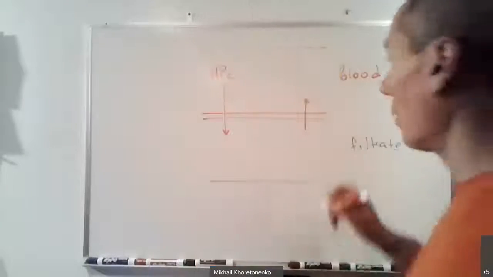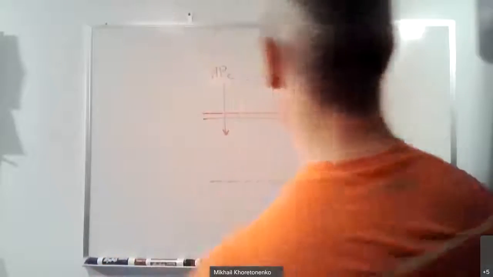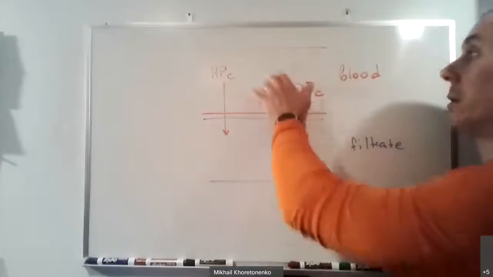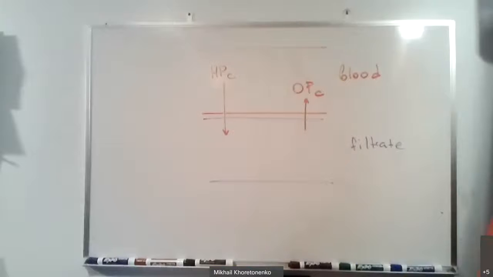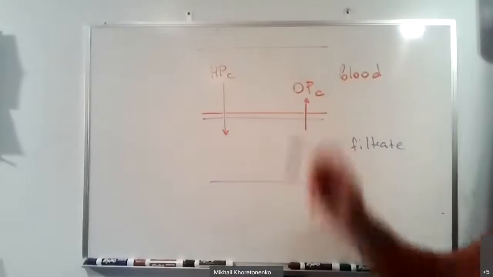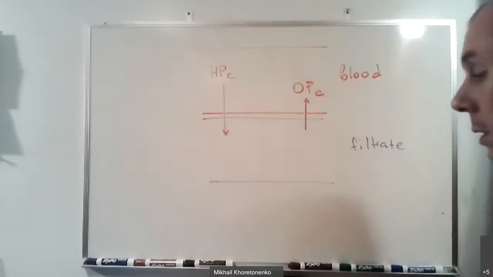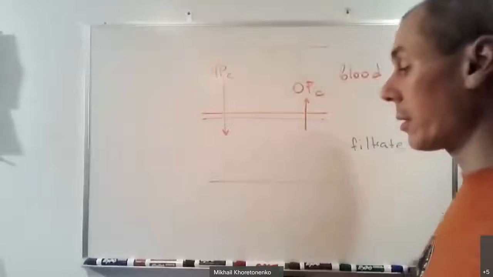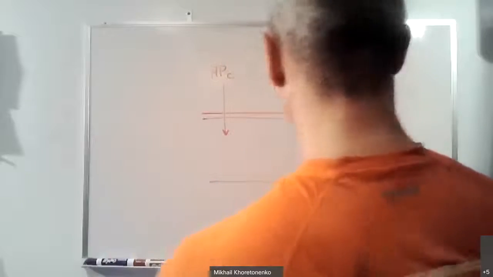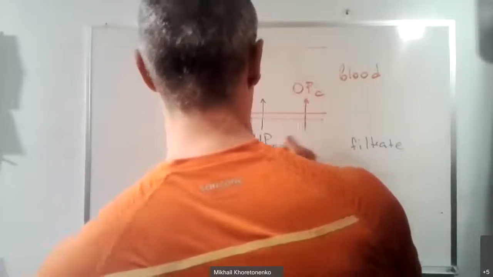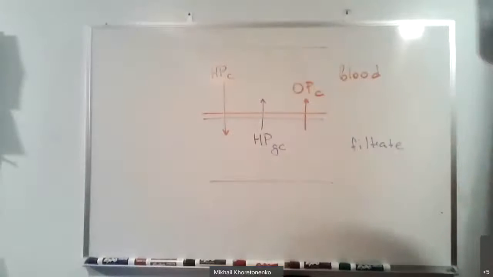The osmotic capillary pressure pulls the fluid back from the filtrate into the blood. We already learned about that osmotic pressure. It is driven mostly by albumin in the blood. Finally, fluid that accumulates in the Bowman's capsule or glomerular capsule is forcing fluid back in the blood as well. And we call it HPGC, where GC refers to glomerular capsule.